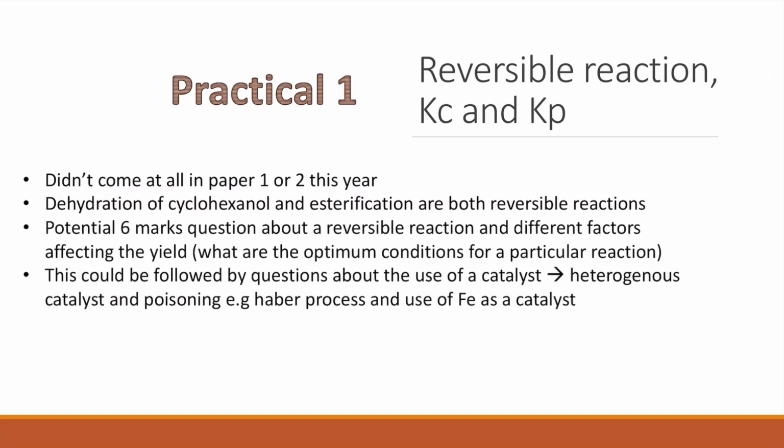There might be a potential 6-mark question as well about a specific reversible reaction and different factors affecting yield. What are the optimal conditions for a particular reaction? And they could also follow that up with questions about the use of catalysts. We know that some reactions, like the Haber process, which is the formation of ammonia from hydrogen and nitrogen, use iron as a catalyst. And this is an example of heterogeneous catalysis. So there could also be follow-up questions about that and about catalysts, because I think catalysts will be one of the topics that will be in Paper 3.